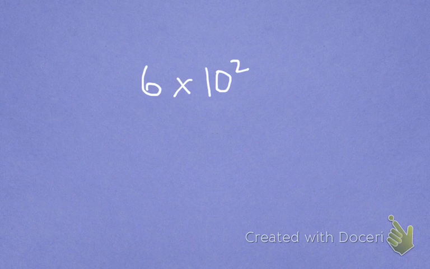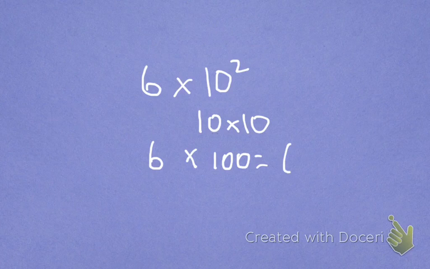Here's another expression for us to evaluate. We have 6 times the second power of 10. Like we did last time, we're going to find the value of the exponent. The second power of 10 is equal to 10 times 10, which is equal to 100. Then we take that 100 and multiply it by the 6, and the value of this expression is 600.